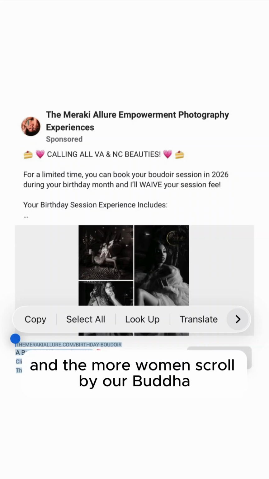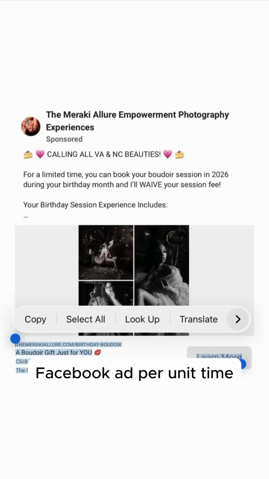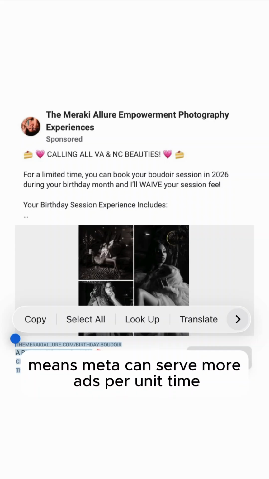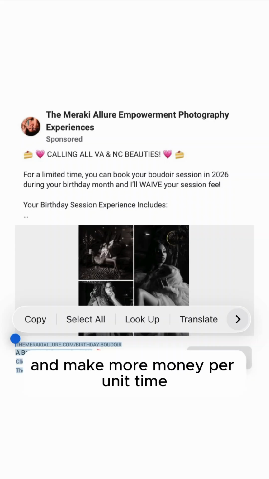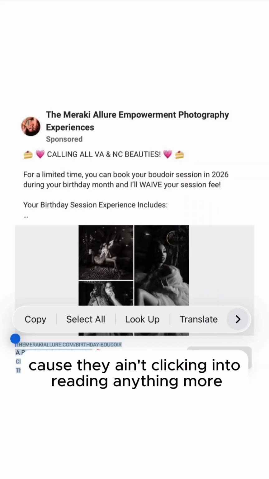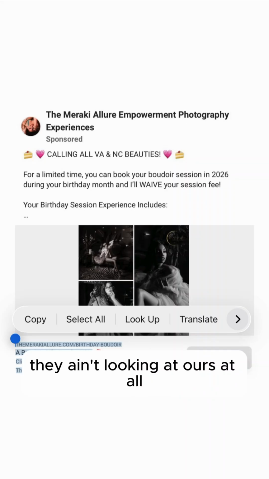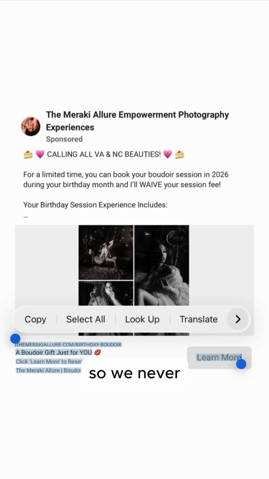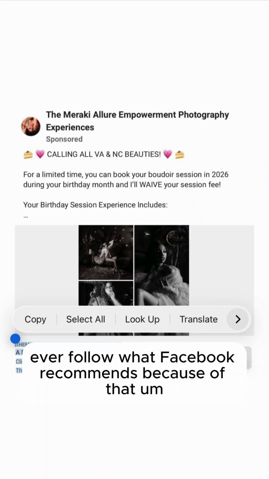And more women scrolling by our Boudoir Facebook ad per unit time means Meta can serve more ads per unit time and make more money per unit time. The more women bypass, just scroll by our ad because they ain't clicking into reading anything more. They ain't looking at ours at all. So we never ever follow what Facebook recommends because of that.